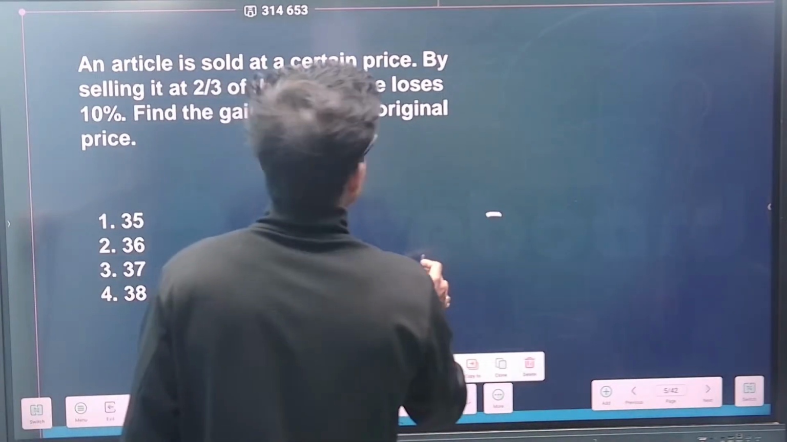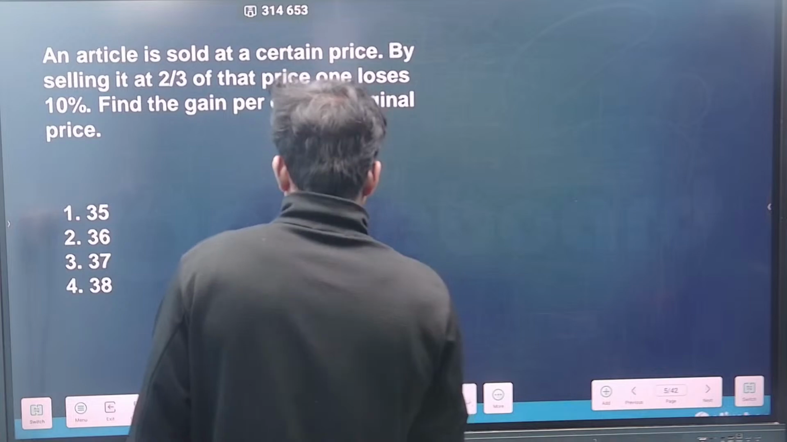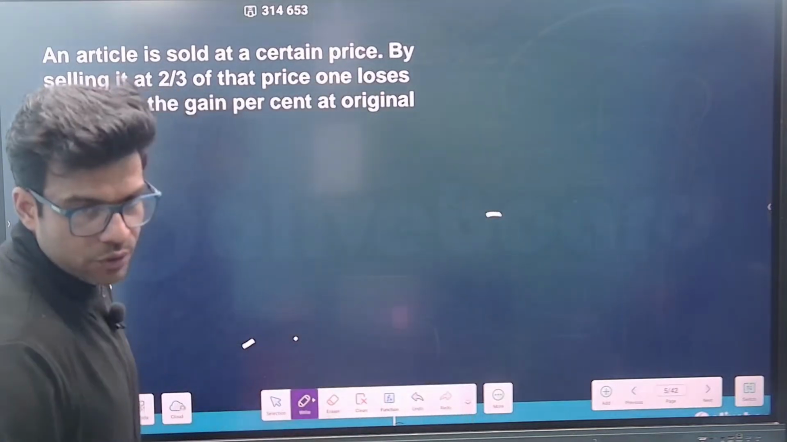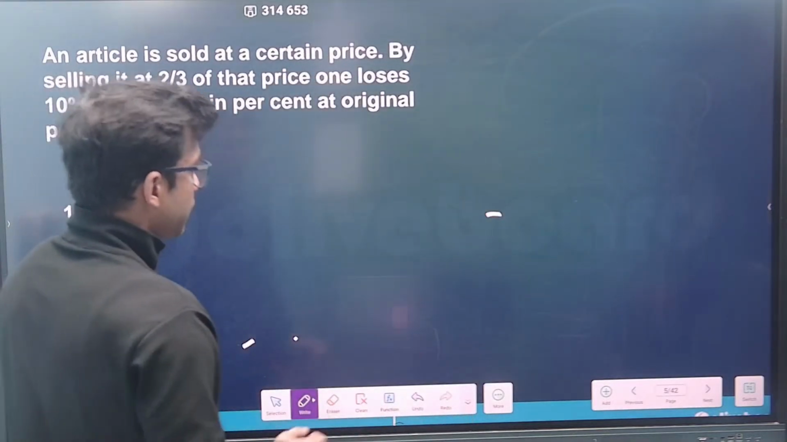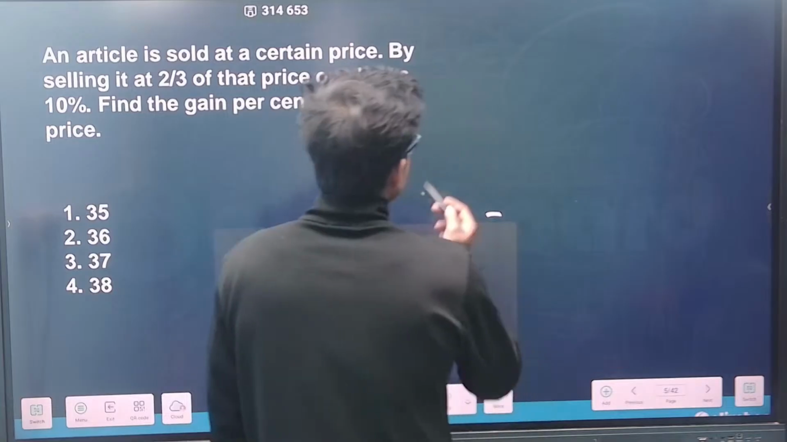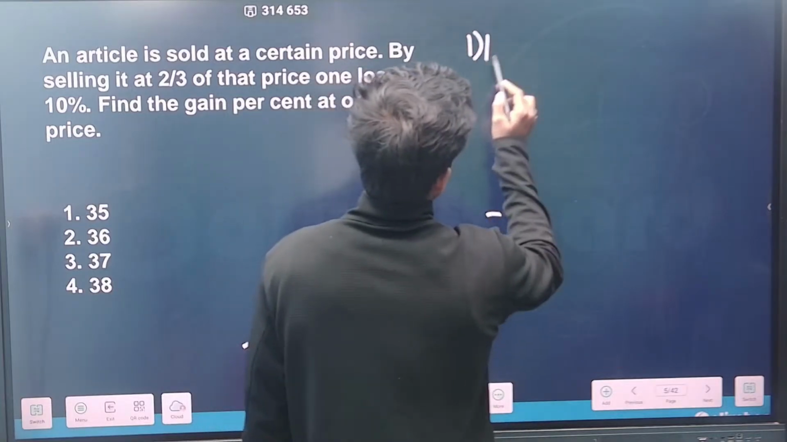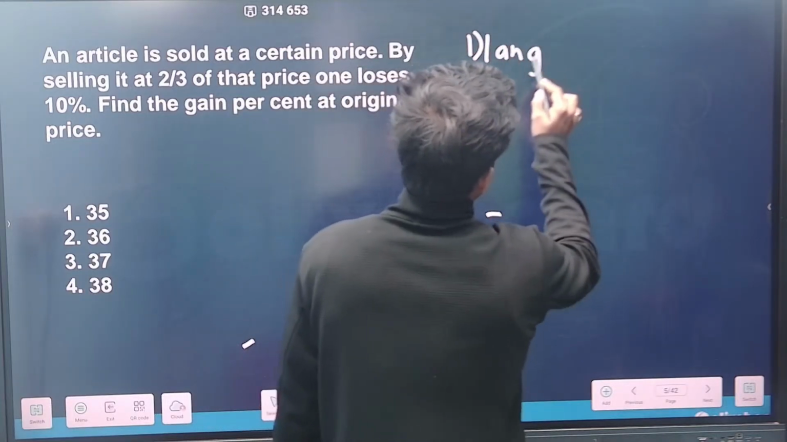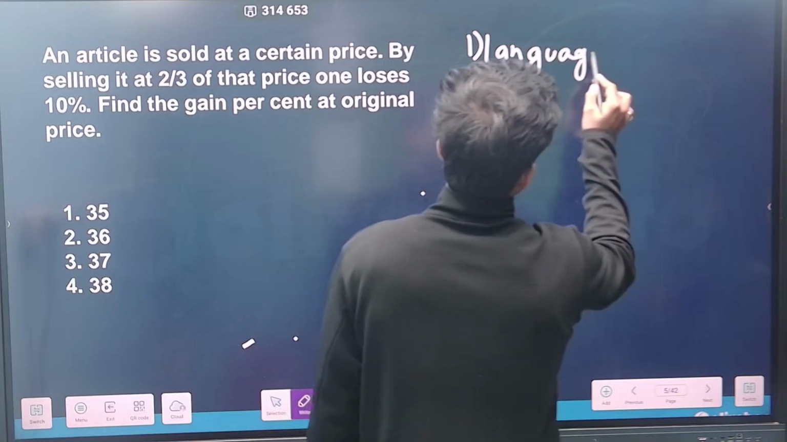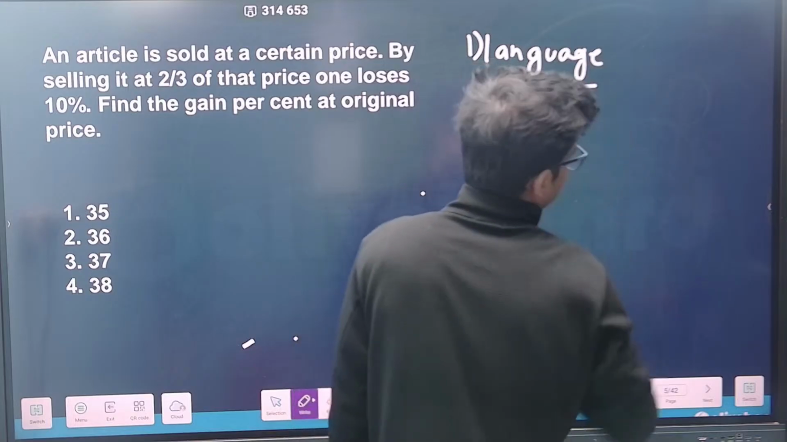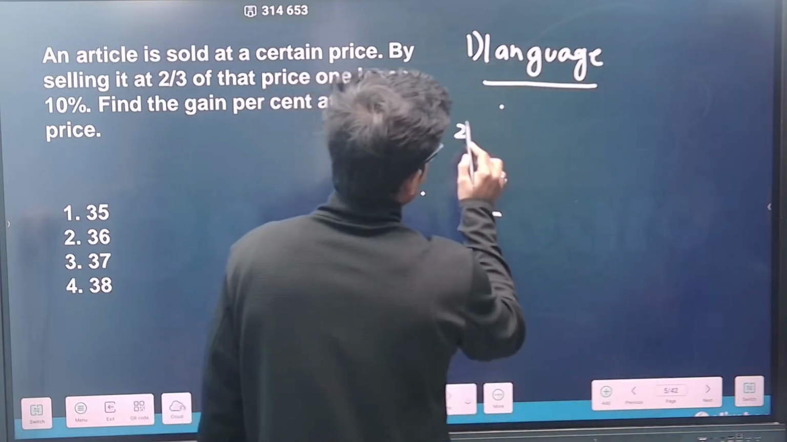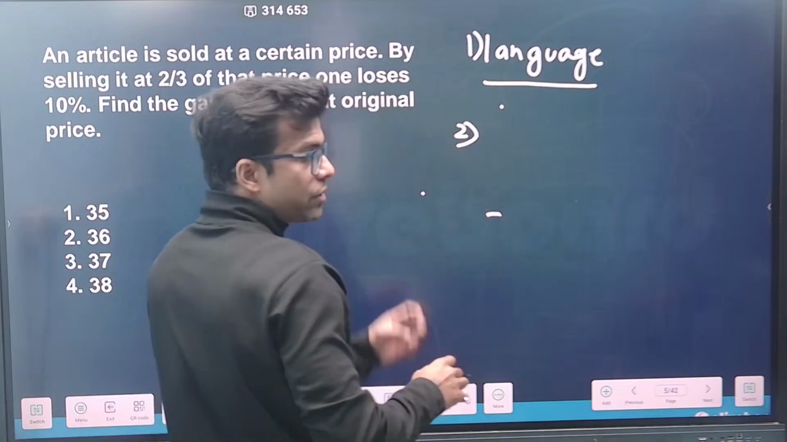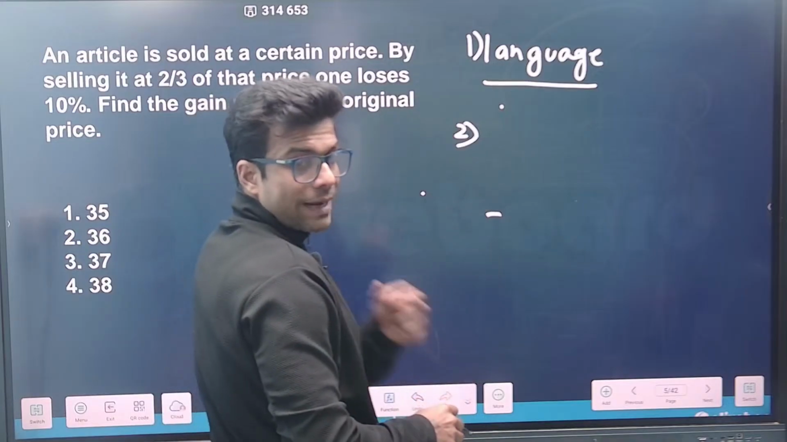Always remember, if you want to become a pro in maths, two things are needed. First is the language. As I always say, you should give your best on the language. You should understand the language. And second, try to hit the point which can give you the maximum clue.